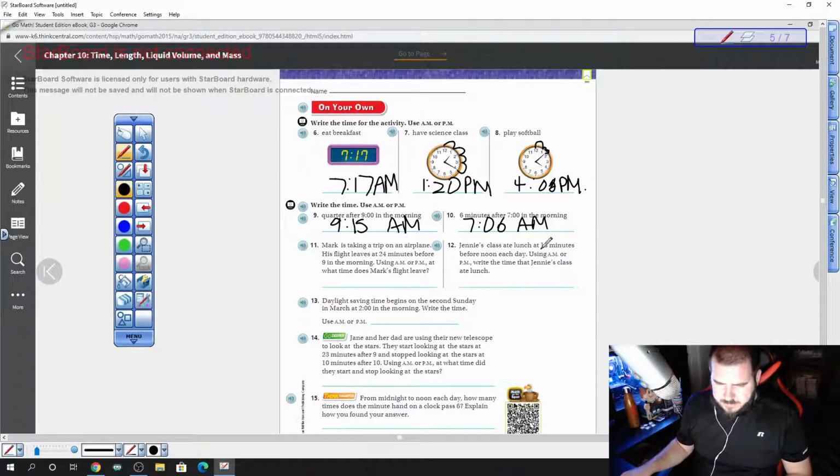I'm going to skip 11 and 12. Daylight savings time begins on the second Sunday in March at 2 in the morning. Write the time using AM or PM. Well, in the morning would mean 2 a.m.